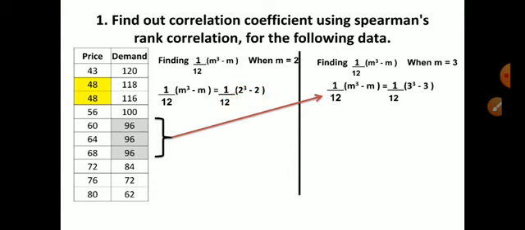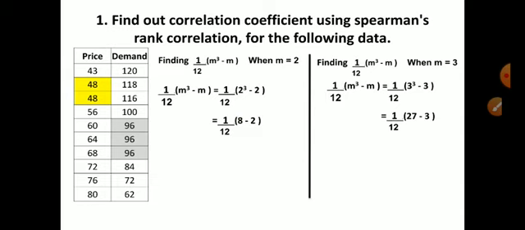When m is equal to 3, 1 by 12 (m cube minus m) will be 1 by 12 into (3 cube minus 3). 3 cube means 3 threes are 9, 9 threes are 27, minus 3. That is 27 minus 3 is 24 by 12. That is what we are going to get here: 1 by 12 into (8 minus 2), and 1 by 12 into (27 minus 3).